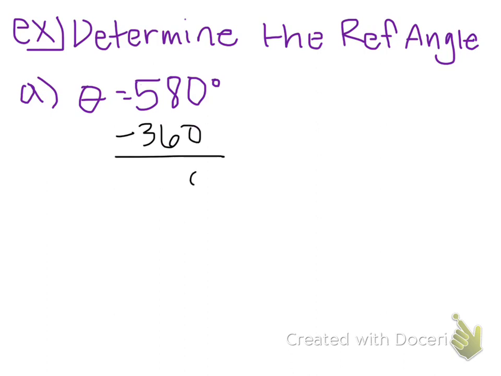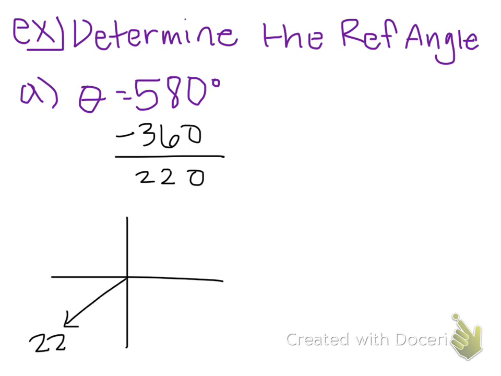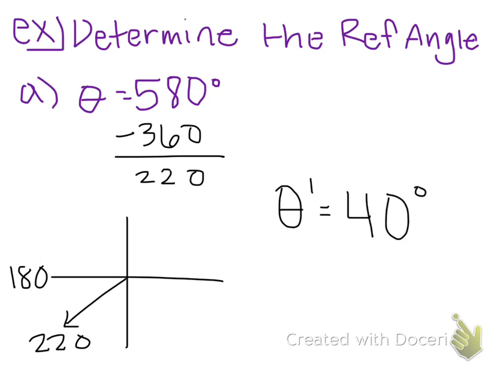So when I do the first round of subtracting, 220 degrees is in the same location as 580. So let's go ahead and draw it. 220 would be falling in quadrant 3. So 220 degrees is there. 180 degrees is at that spot right there. So our reference angle, the distance between these two angles, would be 40 degrees. So we found coterminal first, just so that I don't have to figure out how many times around it goes, and then we graph it.